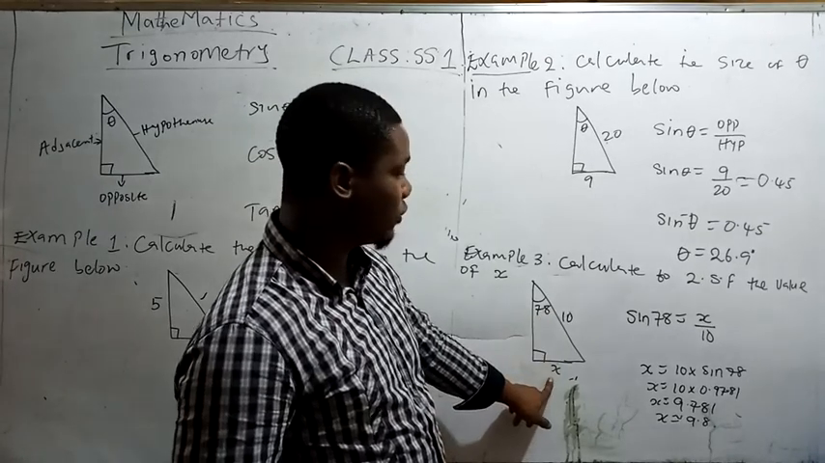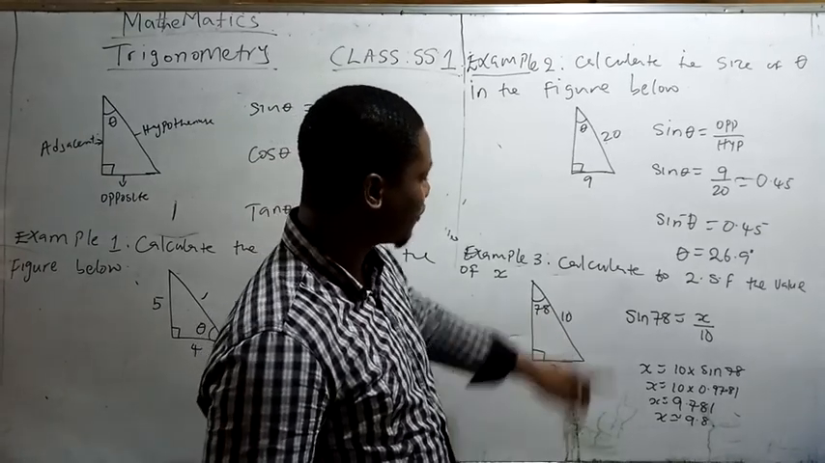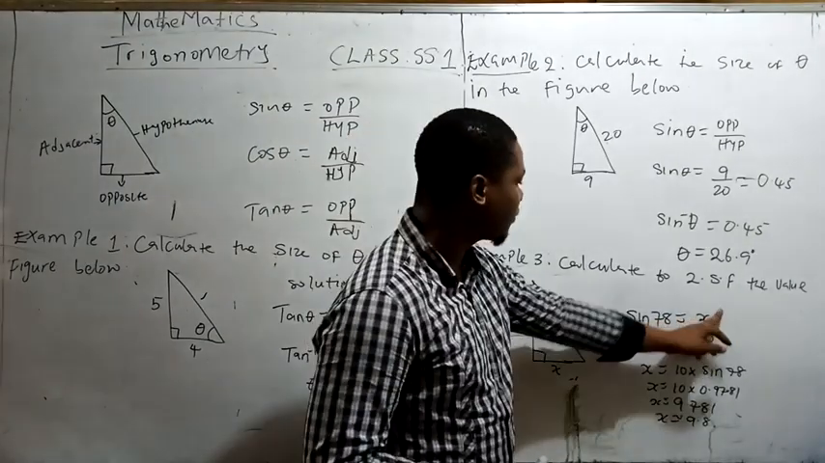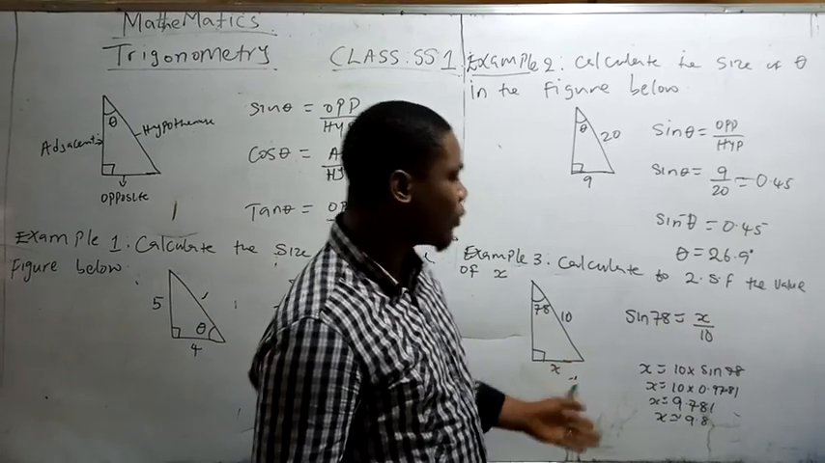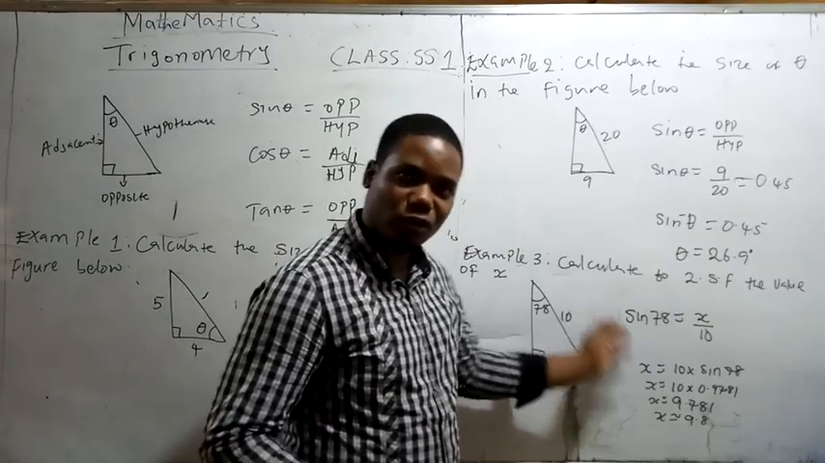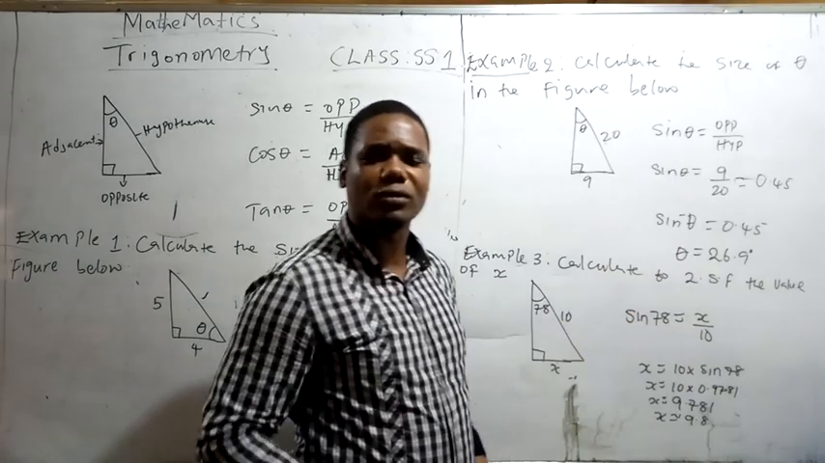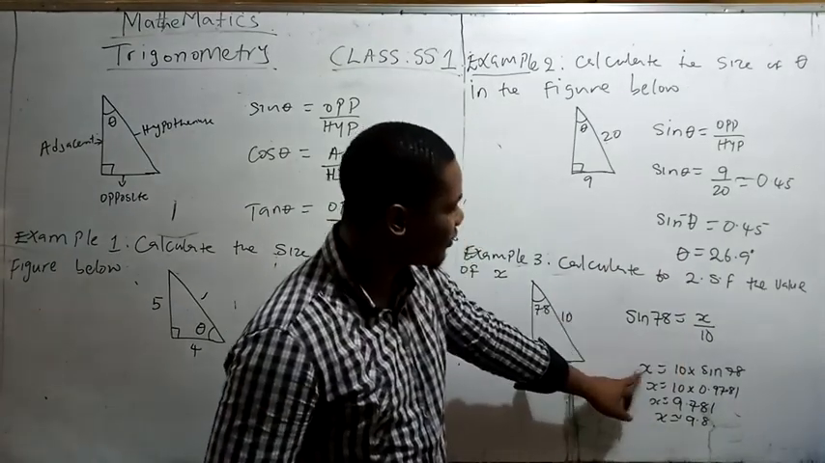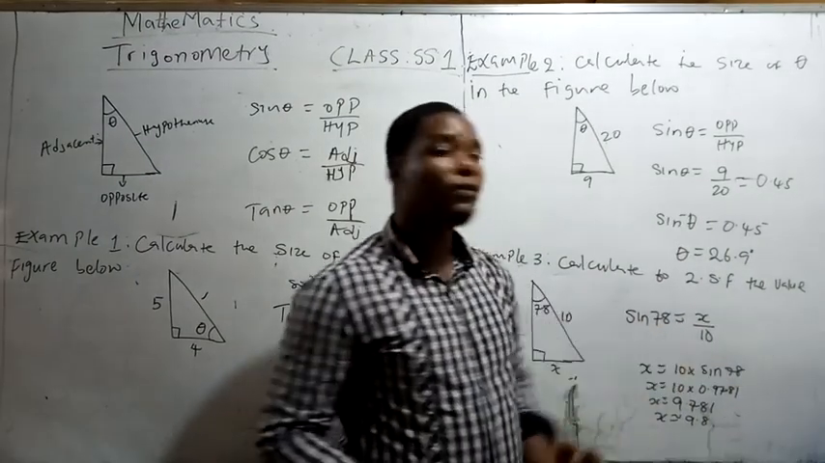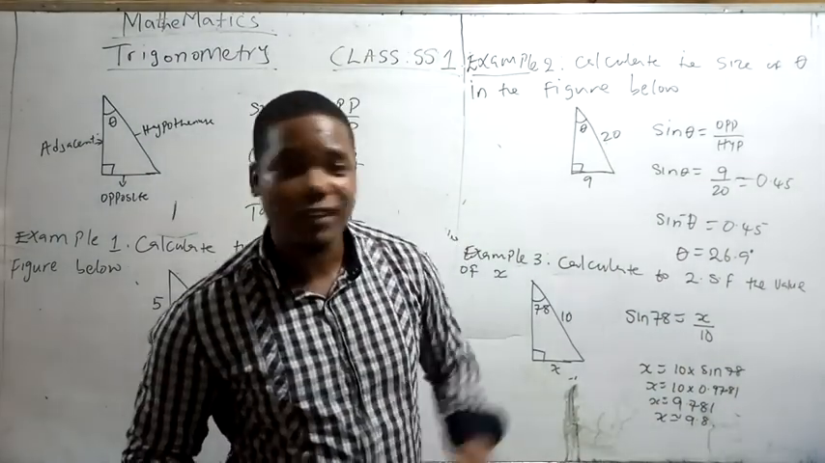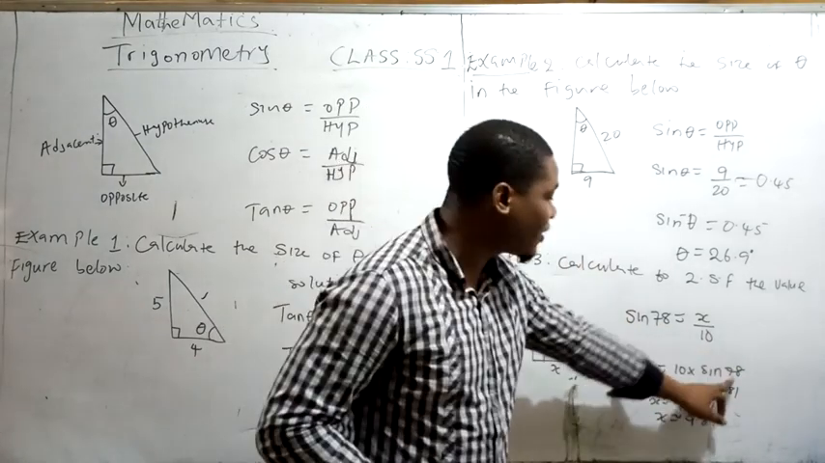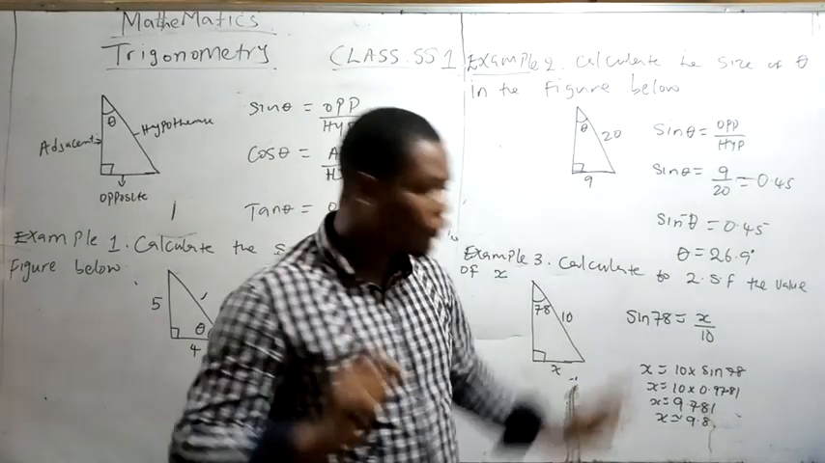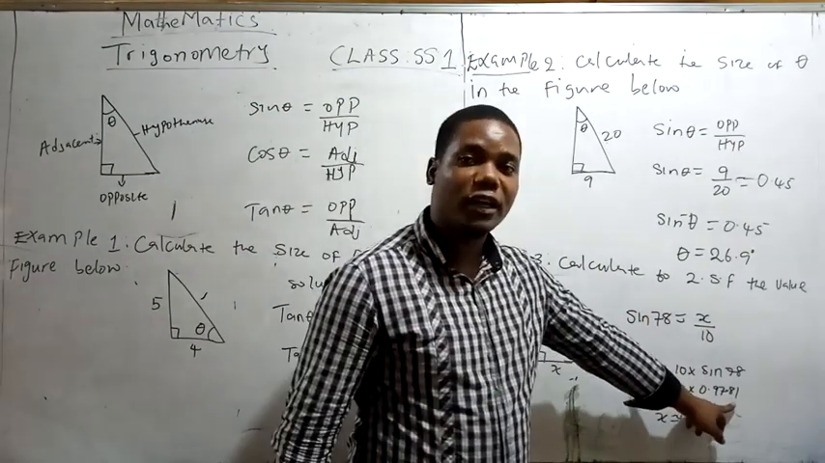Here, x is facing my angle. So x is my opposite. The longest side here is 10. So I will still apply sine. So sine says x over 10. For us to clear this, it is already a fraction. We must clear the fraction. So clearing the fraction, you cross multiply, which will take you to x equals 10 times sine 78. What is sine 78? If you go to your 4-figure table, sine 78 is 0.9781, or you punch your calculator. Just punch sine 78, it will display the figure.